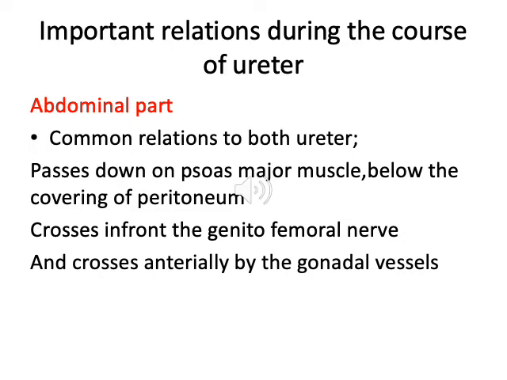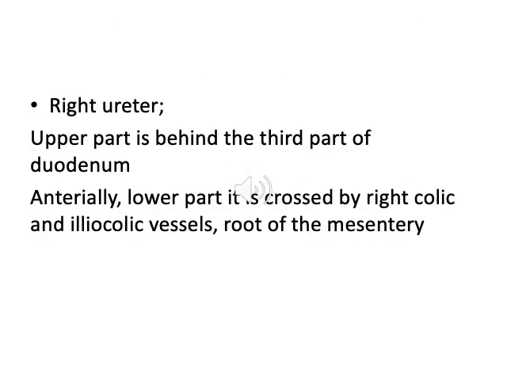The abdominal part of the ureter has common relations to both ureters. The ureter passes down on the psoas major muscle and below the coverings of the peritoneum. Then it crosses in front of the genitofemoral nerve and is crossed anteriorly by the gonadal vessels.